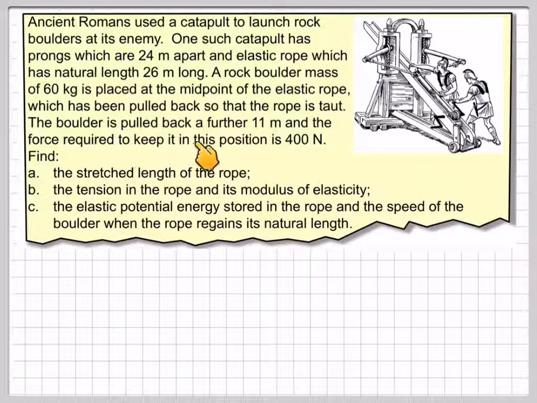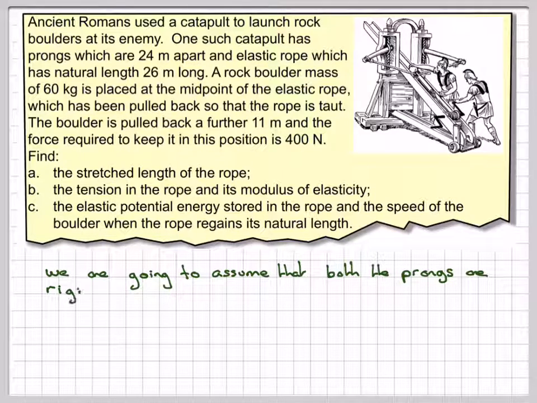The boulder is pulled back a further 11 meters, and the force required to keep it in this position is 400 newtons. Find A, the stretch length of the rope, B, the tension in the rope and the modulus of elasticity, and the elastic potential energy stored in the rope and the speed of the boulder when the rope regains its natural length. So we are going to have to make some assumptions though.